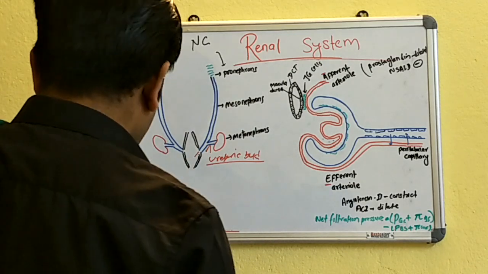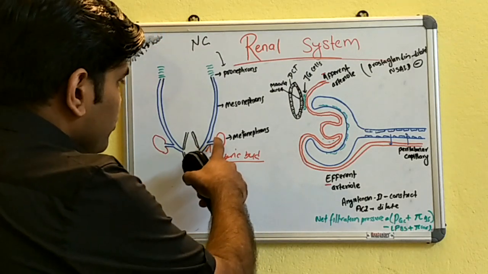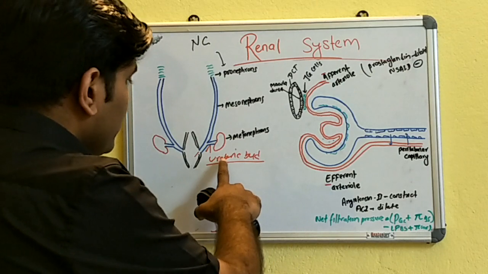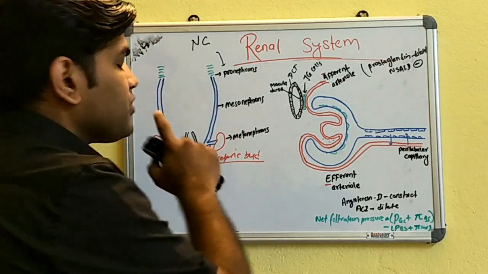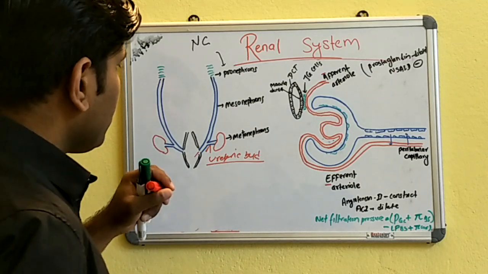Now there will be an important question regarding this. A question can be made about this ureteric bud and this metanephric mesenchyma. So these two things you have to remember.